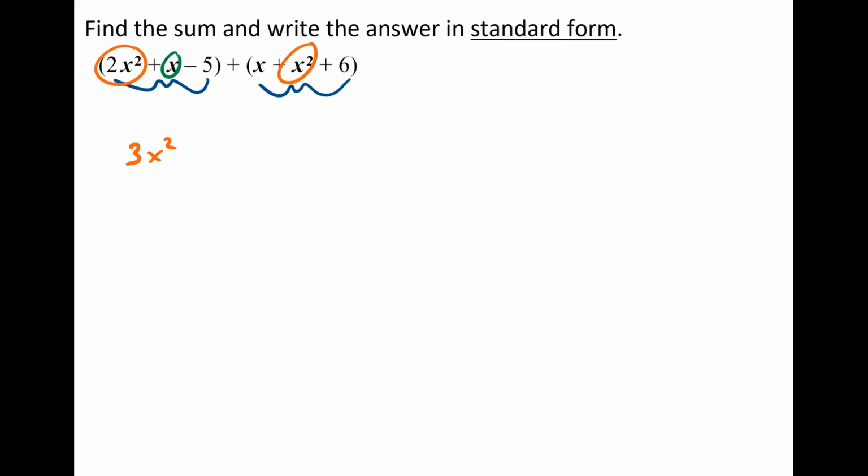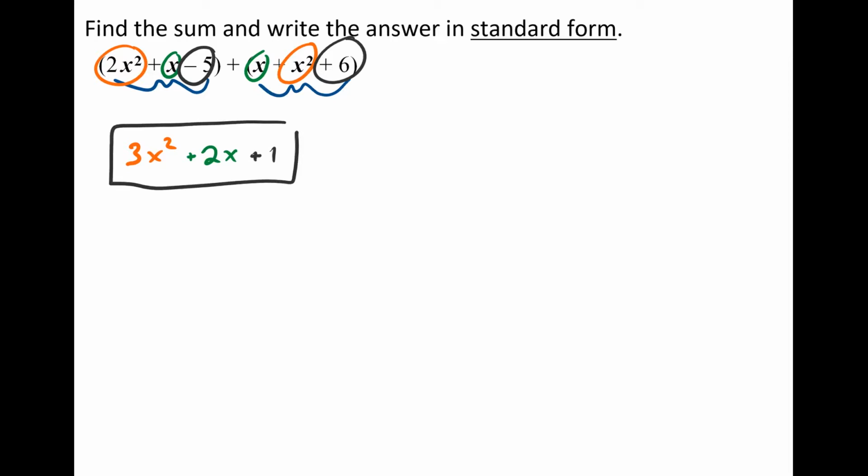I move on to the x's. I have 1x plus 1x gives me 2x. And then I can go with the constants, that is the numbers without a variable, negative 5 and 6. Negative 5 plus 6 gives me a positive 1. And there's my two polynomials added together. And I check it's in standard form. It goes from x squared to x to no x, so the powers of my exponents go from greatest to least.